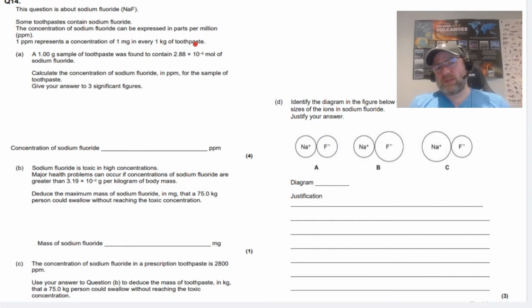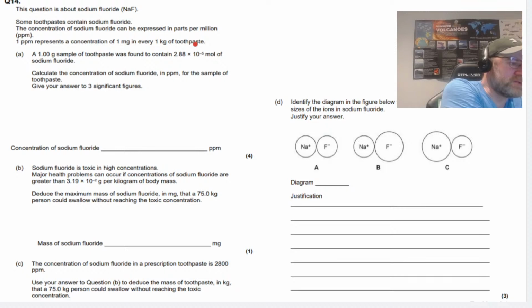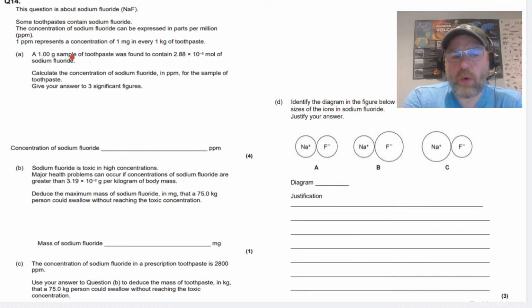You might not be interested in doing this question. I'm going to go through it and just smash out the answers to this question. But if you work through the Physics and Maths Tutor questions, then you'll see what this question's all about. But yeah, let me go through it. Right. So you've got 1 gram of toothpaste. If you put 1 gram of toothpaste on your toothbrush, it's been found to contain 2.88 times 10 to the minus 5 moles of sodium fluoride. Calculate the concentration of sodium fluoride in parts per million for the sample of toothpaste. Give your answer to 3 significant figures, 4 marks.